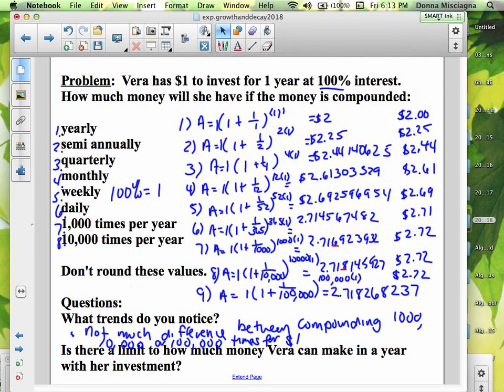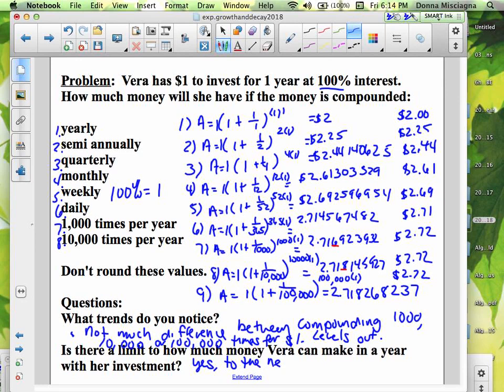So there isn't a lot different. It starts to level out. It's still increasing, but it starts leveling out. And there is a limit to how much money Vera can make in a year with her whopping $1 investment. To the nearest cent, it was $2.72. That was the maximum she could make, no matter how many times we compound it.